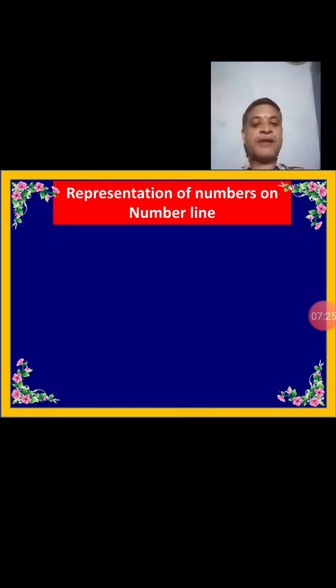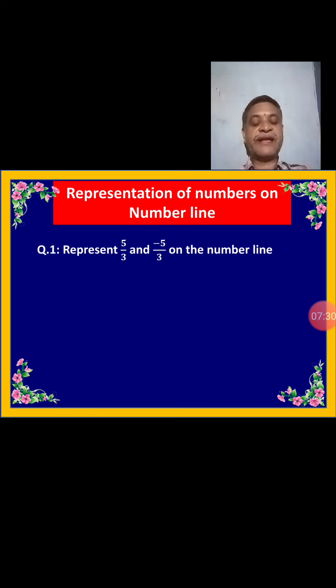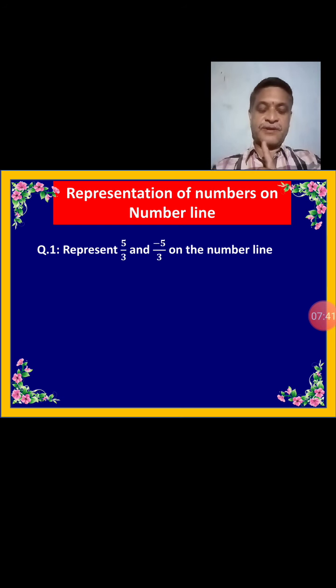So, representation of numbers on the number line. Let us see. Represent 5 by 3 and -5 by 3 on the number line. How can we represent them? We can easily represent natural numbers 1, 2, 3, etc., or whole numbers or integers on the number line. There is no problem, because you put the line, make the line into equal parts, and put numbers 1, 2, 3, etc. That's enough. How can we represent fractions or rational numbers on the number line?